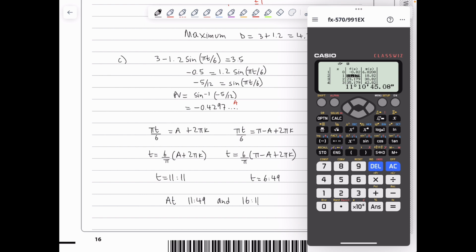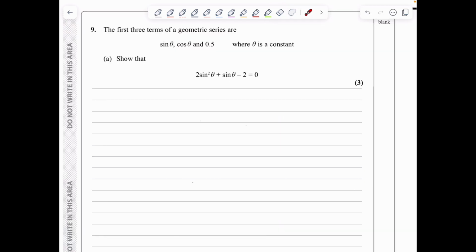In 9a, we've got the first 3 terms of a geometric series being sine theta, cos theta and a half. Theta is a constant, and we need to show that this leads to the given trigonometric equation. Well, we know that the characteristic of a geometric series is that the consecutive terms are in the same ratio, which means that u3 over u2 is equal to u2 over u1. So in our case, we've got a half over cos theta is equal to cos theta over sine theta.